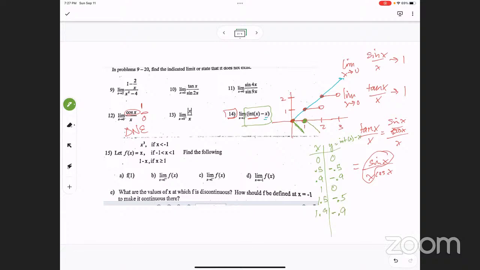And then it's going to jump back to 0 at 2. And then what's it going to do? It's going to do that again. Do you follow what's happening? Good. So these are open circles here. So that's what this graph looks like.